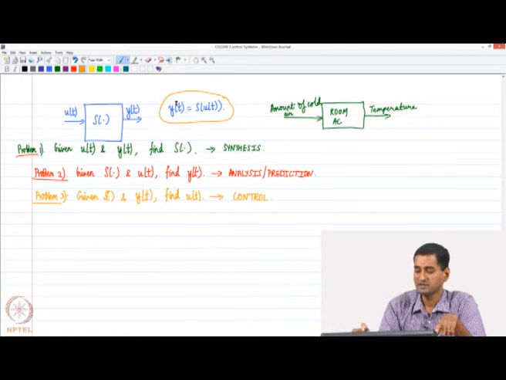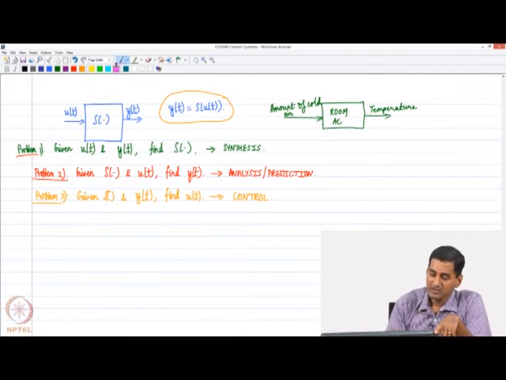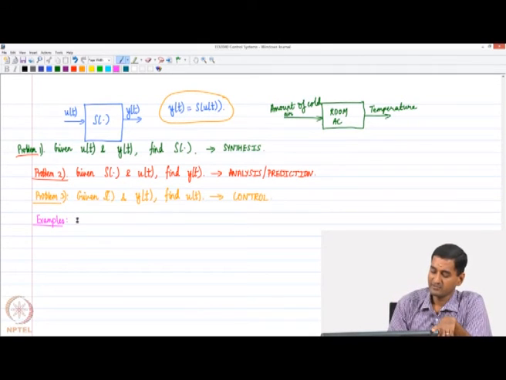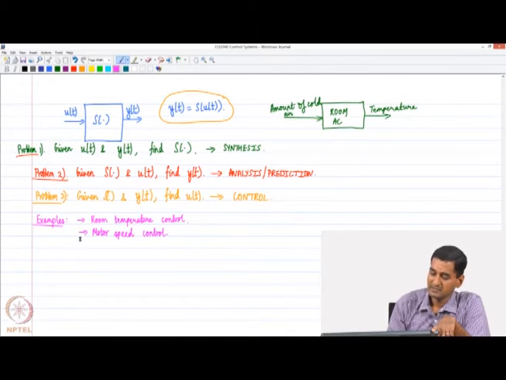So that is the problem of control. Okay. So what are a few examples of control that we can essentially look at? We have already looked at room temperature control, right? So that's one example that we have discussed. We have also looked at an example where we want to control the motor speed of a motor, right? Okay, and our human body is a marvelous controller.